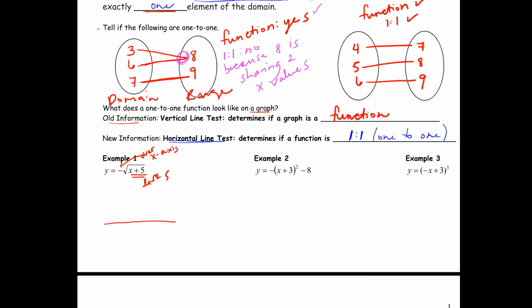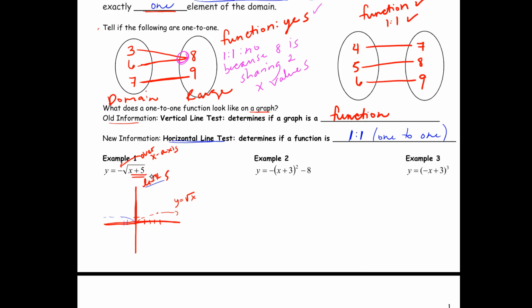So if we think about reviewing from last chapter, if I would graph a basic square root graph, y equals square root of x, it would have points like (0, 0), (1, 1), (4, 2). This graph that's being changed has to go to the left 5 units and reflect. Sometimes it's more helpful to think about reflecting the function first, just so you don't end up in the wrong spot, and then you move it 5 to the left.